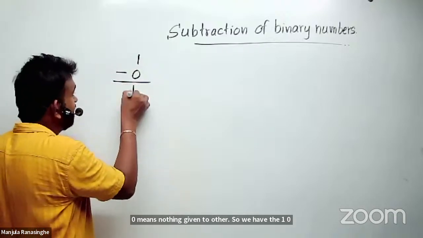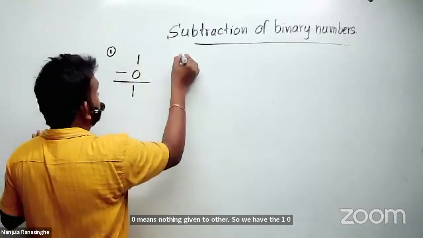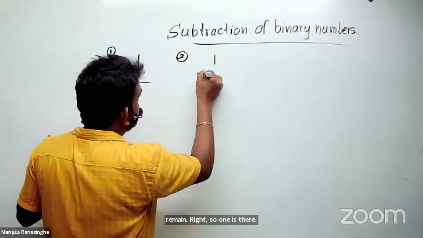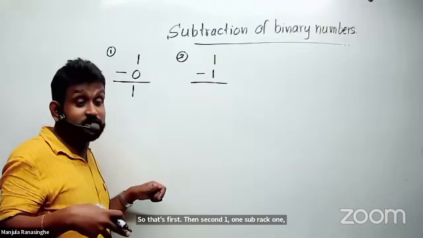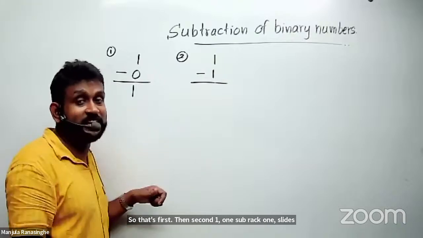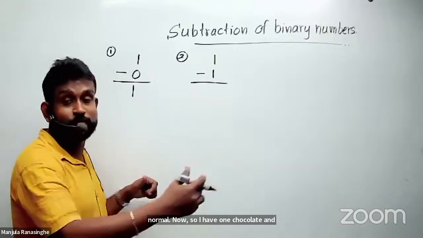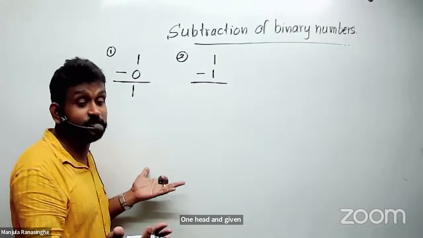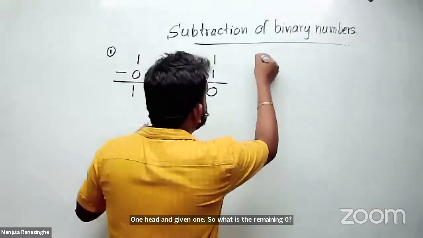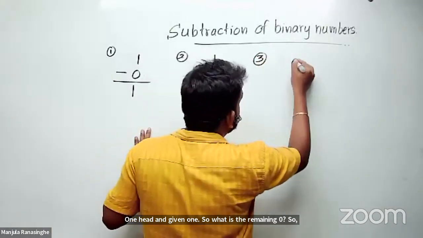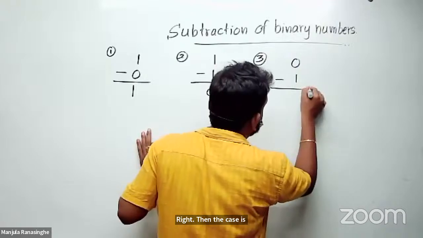So 1 is there. So that's first. Then second one, 1 subtract 1 is like normal numbers. So I have 1 chocolate and given 1 to the other. 1 had and given 1. So what is the remaining? 0. So 0. Right. Then the case is 0 subtract 1.